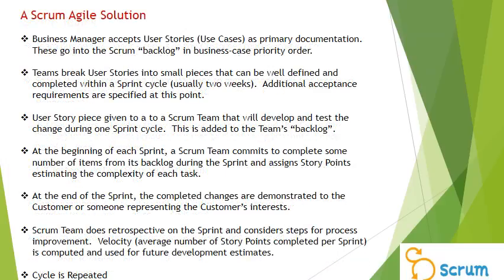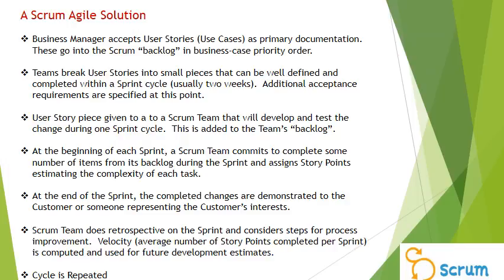So what does a Scrum Agile solution look like? Well, the business manager will accept user stories, use cases if you will, as primary documentation. These then go into a Scrum backlog in business case priority order. Scrum teams then break user stories into small pieces that can be well defined and completed within a sprint cycle. Usually this is a 2-week period. Additional acceptance requirements are specified at this point.